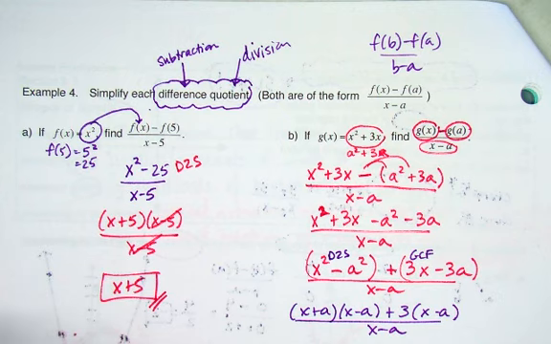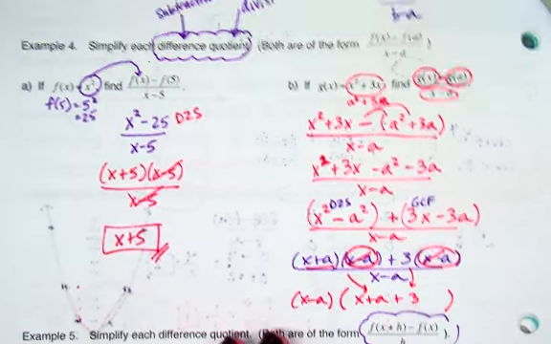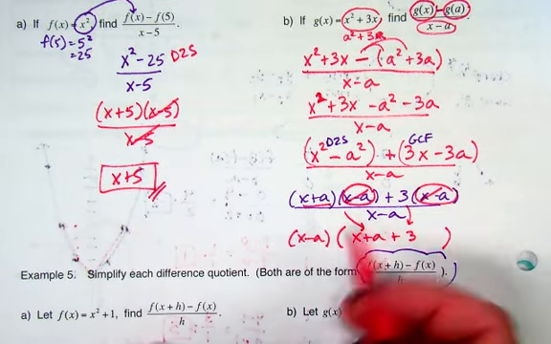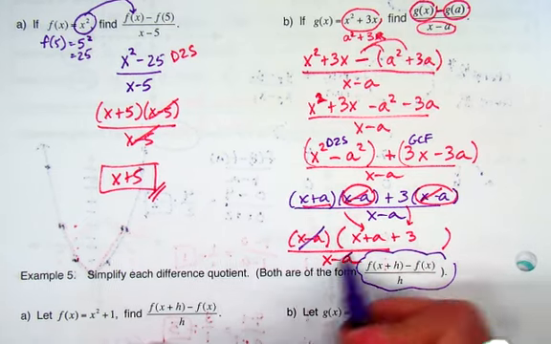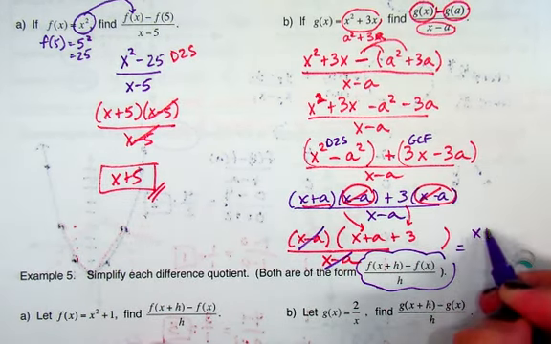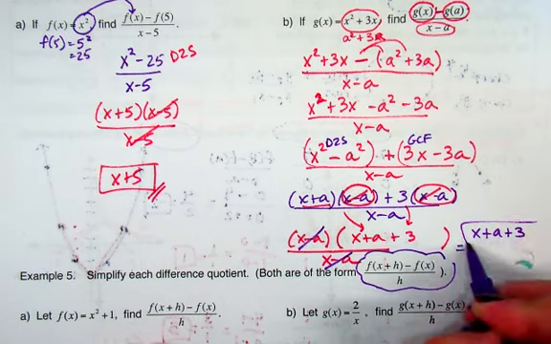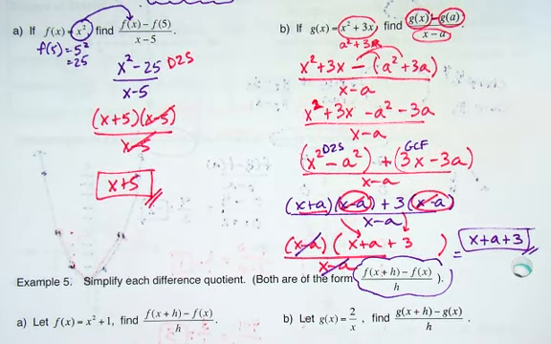And then this is where I look for that overall greatest common factor that comes out in front. And then what's left over? x plus a plus 3. All gets grouped together in one big parenthesis, all over x minus a. This is why these are so much fun, because at the end that denominator should always cancel out, and I'll have x plus a plus 3. Done. Kind of neat?